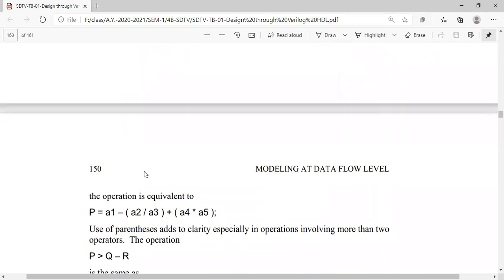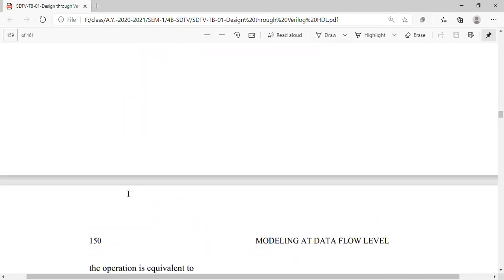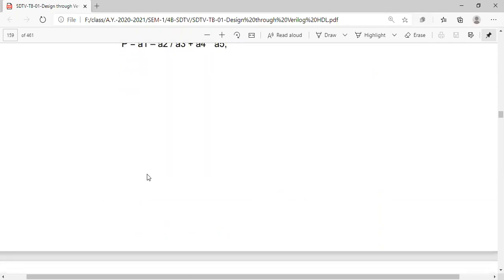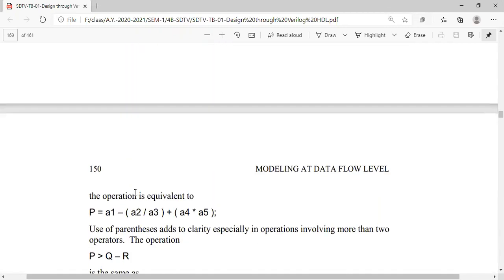So it has to be expressed like this. The operation is equivalent to the above expression. First we have to perform the division, which has the highest priority, and multiplication has the next priority. Then addition and subtraction. Least will be the addition and subtraction.